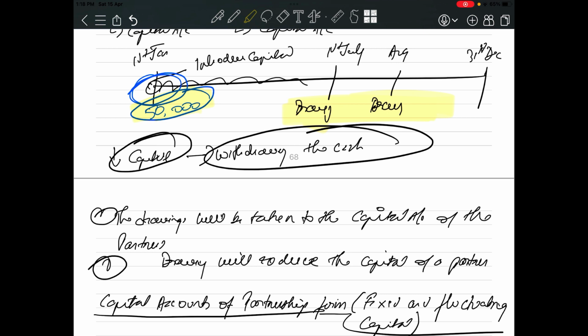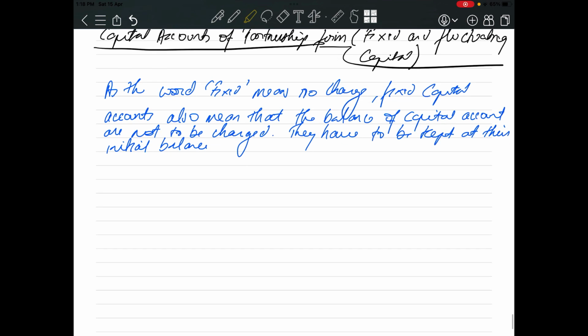If you have made any addition to the capital account. Say for example, you are carrying on business and we have discussed the concept of additional capital in the basic lecture. So if there is any additional capital introduced into the business, then only that additional capital will go to the fixed capital account, because the balance of the capital will increase. Now let's continue.